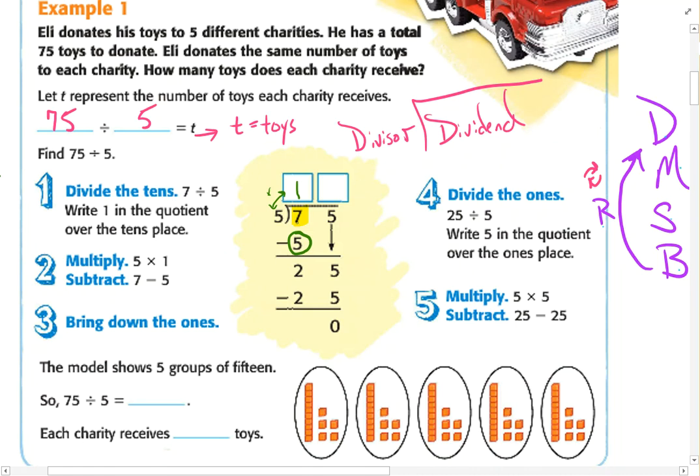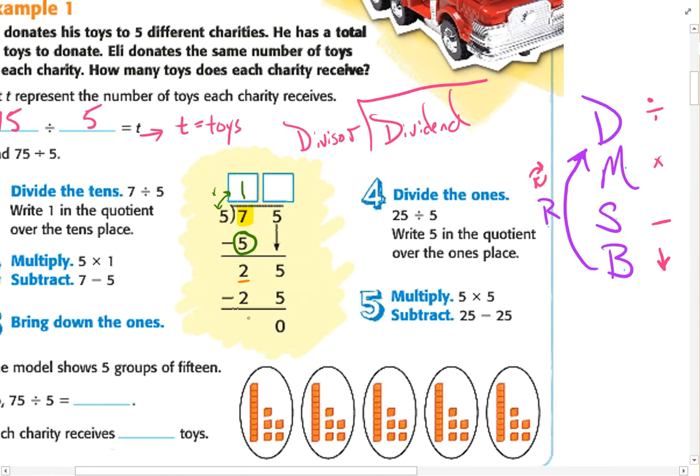So now 7 minus 5. 7 minus 5 is 2. Now I bring down. Remember our order? Divide, multiply, subtract. I just subtracted. Now I bring down my 5. I bring down my 5 here. Now I am looking at 25 as a whole number. If it helps to bring down your division and look at this as saying 5 goes into 25, that's fine.